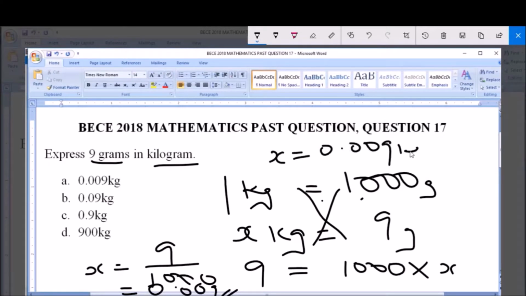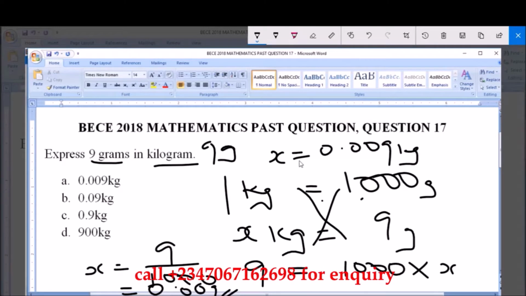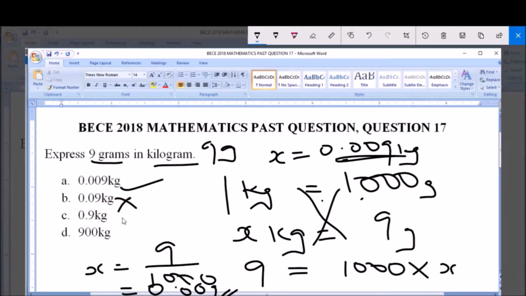0.009 kilogram. That is, 9 grams is equal to 0.009 kilogram. Now which of these options corresponds to our answer? A says 0.009 kilogram, which is correct. B says 0.09 is wrong. C says 0.9 wrong, and D says 900 wrong.